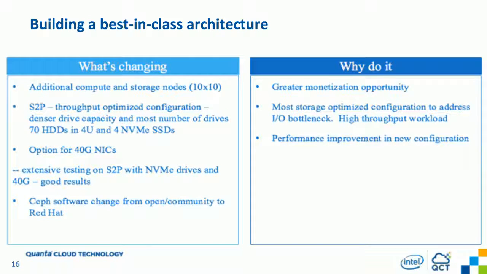workloads. And so we'll be testing with our S2P model, which is a much denser server. It provides 70 hard drives in a 4U chassis with 4 NVMe SSDs. And the 70 drives are split into two separate compute nodes. So basically you'll have two Ceph nodes in a 4U. These servers also provide 40 gig NICs, so this will really help also with the performance.